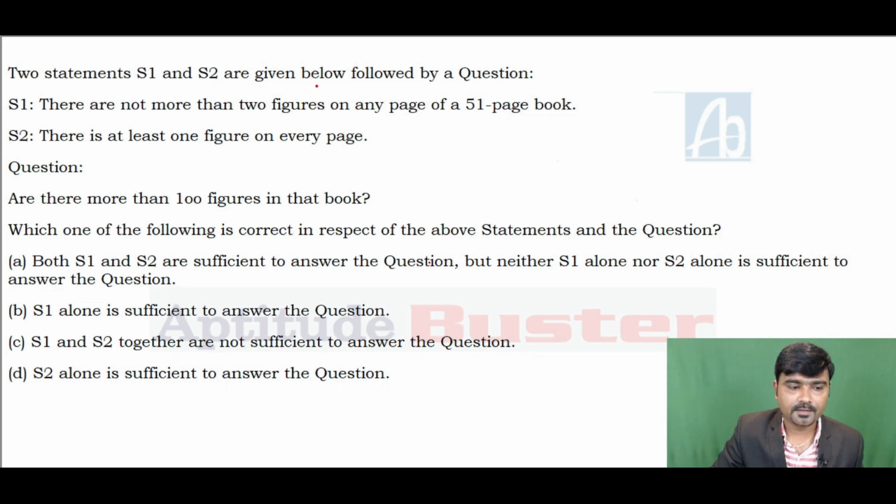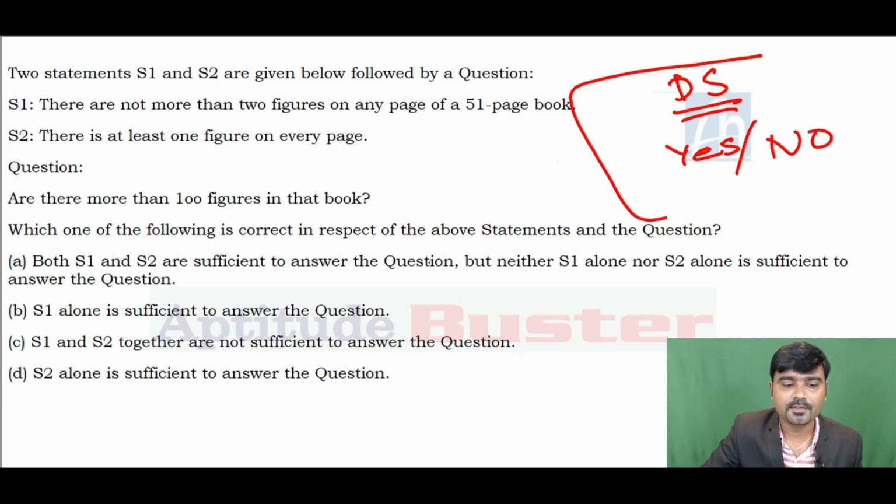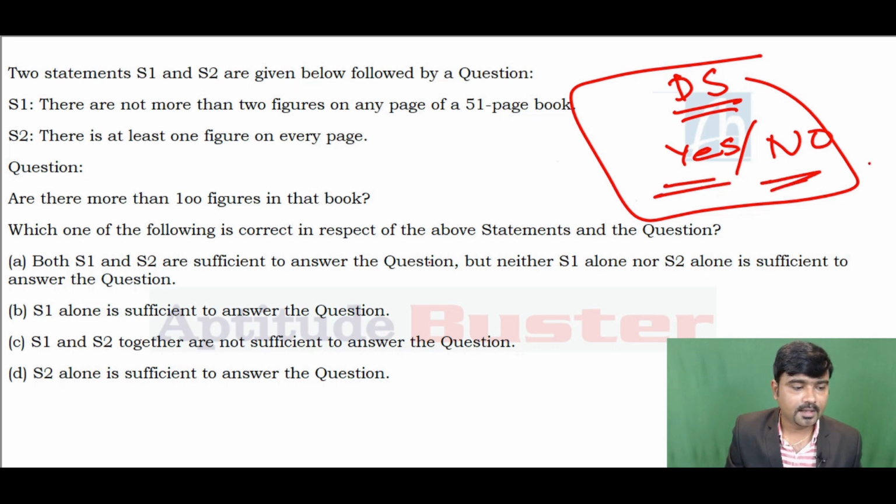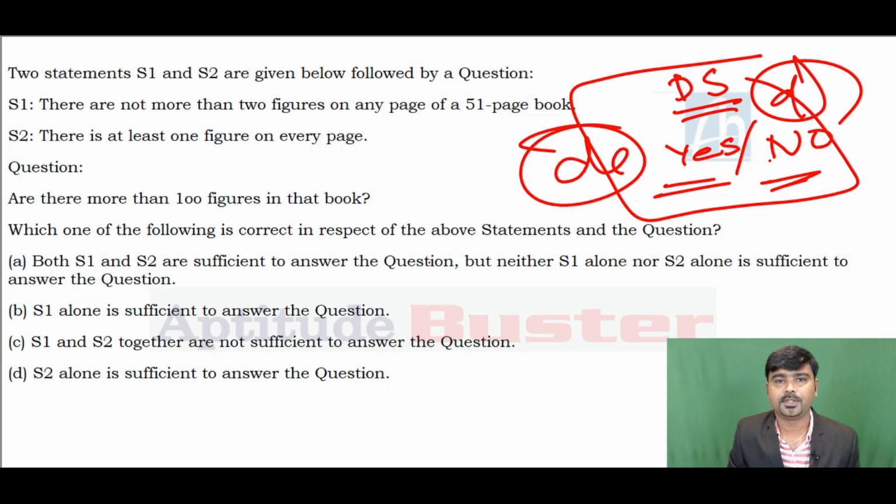Statements S1 and S2 are given below, followed by a question. First statement: there are not more than 2 figures on any page of a 51 page book. Second: there is at least one figure on every page. Question: are there more than 100 figures in that book? It's a data sufficiency question, a yes or no type question. It's very important. You need to say a definite yes or a definite no for this question.